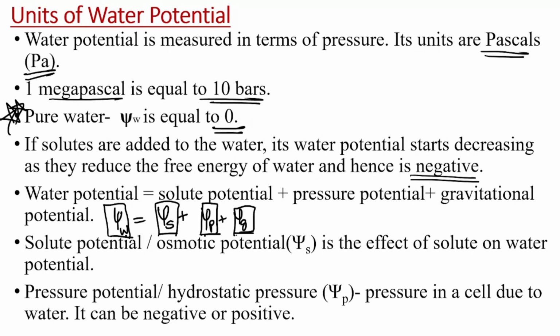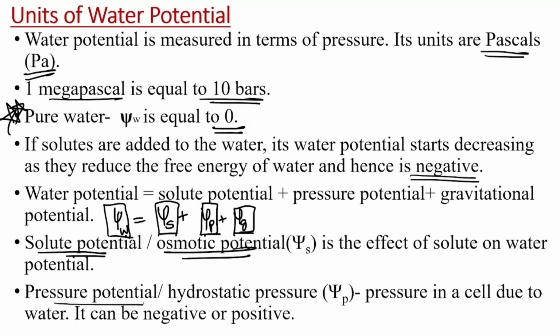It is the effect of solutes on water potential. If more solutes are added, then obviously the amount of free water molecules available in the system is less, and thus the water potential reduces. So solute potential is also called osmotic potential.